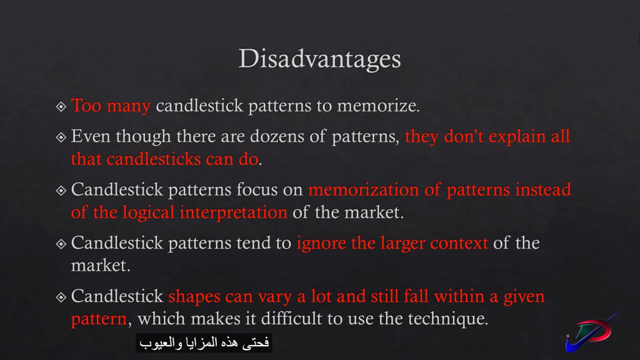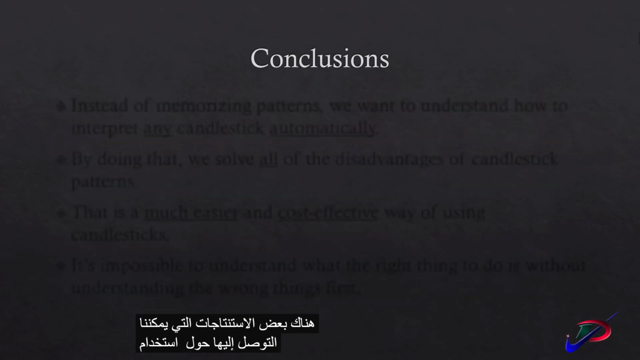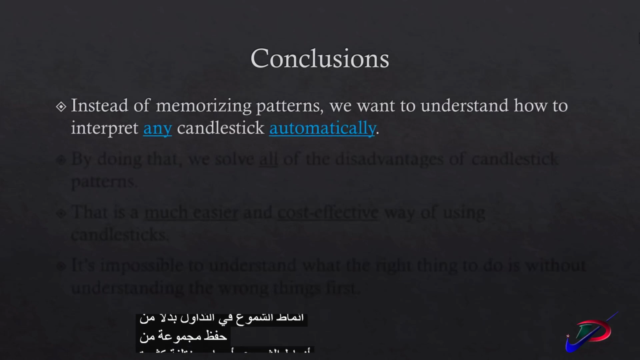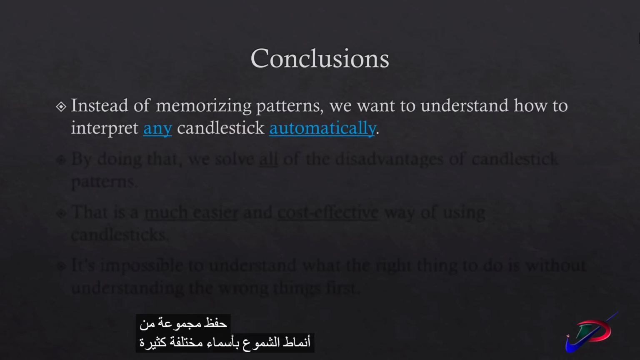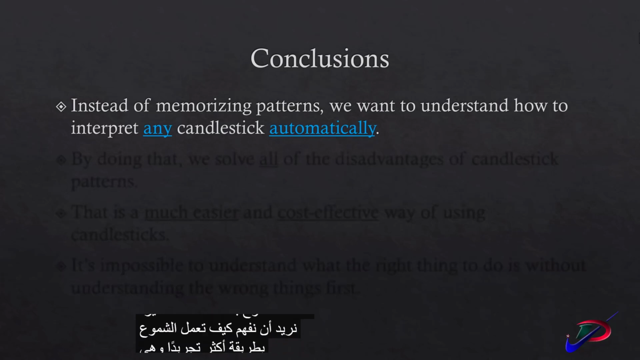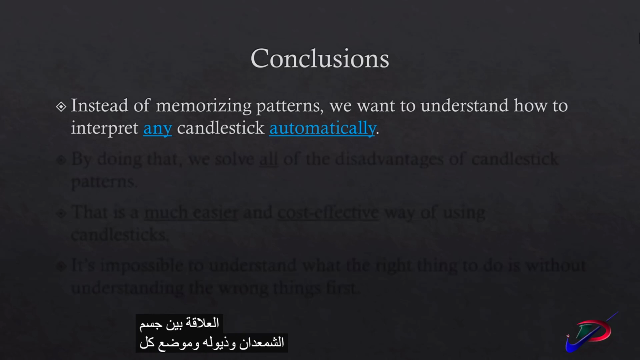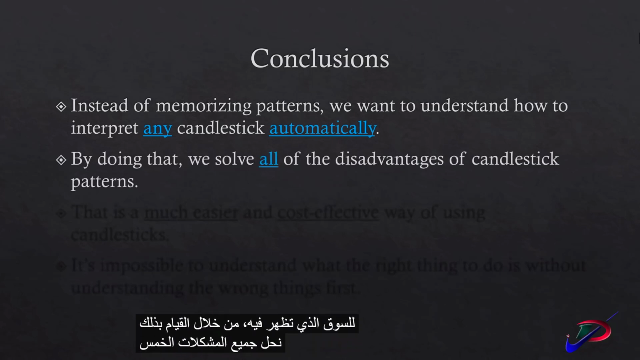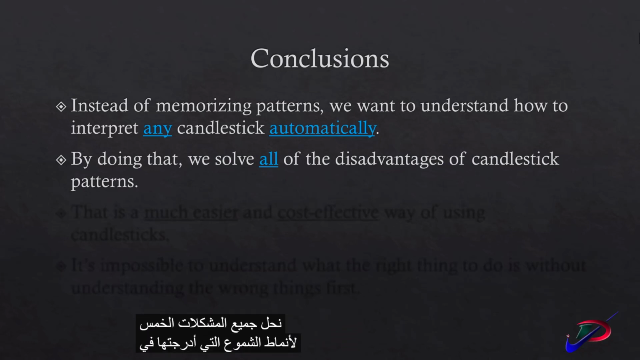Given these advantages and disadvantages, there are a few conclusions we can achieve about the use of candlestick patterns in trading. Instead of memorizing a bunch of candlestick patterns with many different names, we want to understand how candlesticks work in a more abstract way, which is the relationship between the body and tails of the candlestick, the position of each candlestick in relation to surrounding candles, and the overall context of the market in which they appear. By doing that, we solve all the 5 problems of candlestick patterns that I listed in the previous slide.